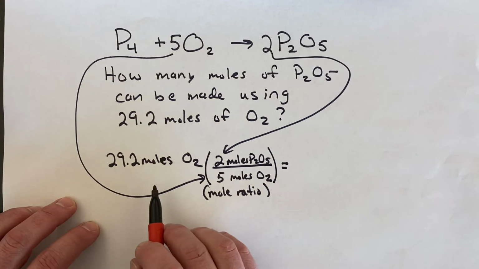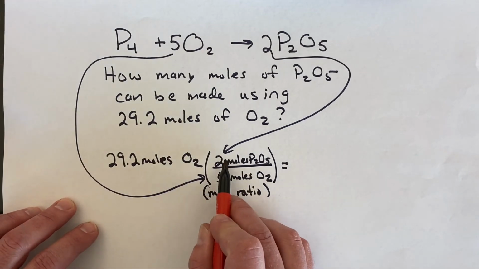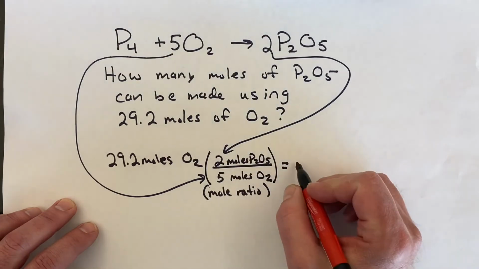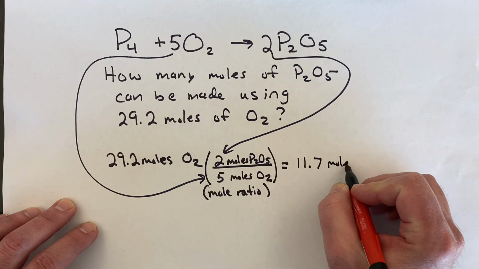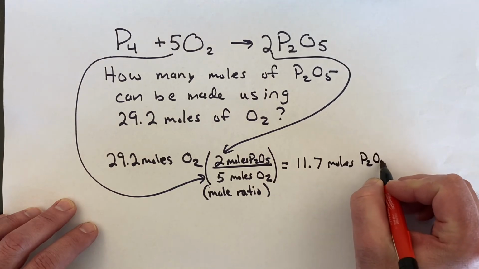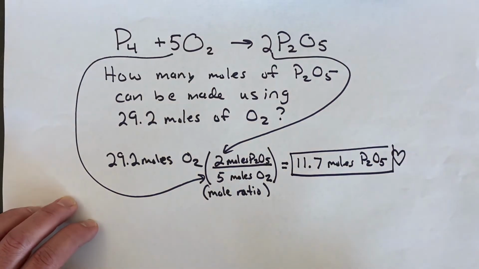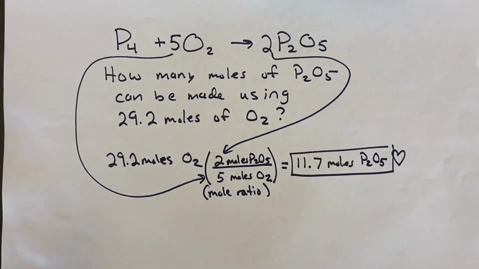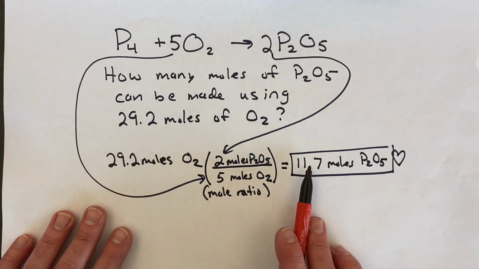And after a quick tap of the calculator, I find out that 29.2 moles of O2 multiplied by 2 divided by 5 gives me 11.7 moles of P2O5. Make sure to highlight your answer. And there you go. We have just made a prediction. With 29 moles of this, I can expect to get 11.7 moles of this.